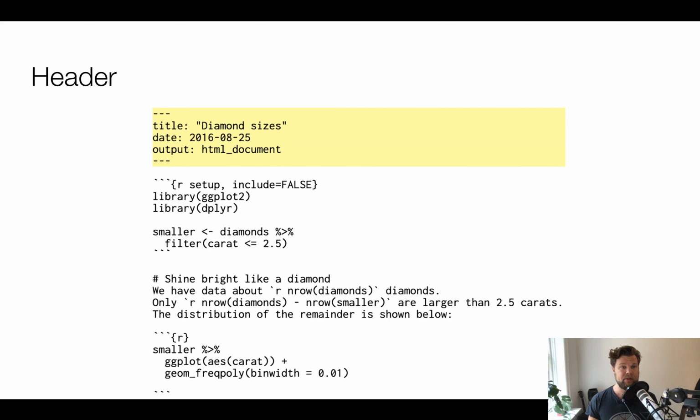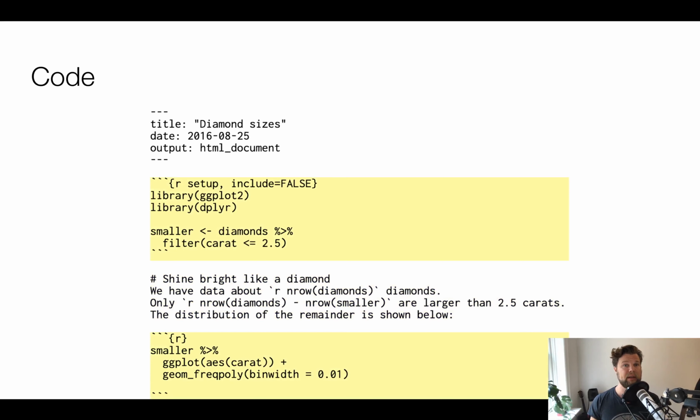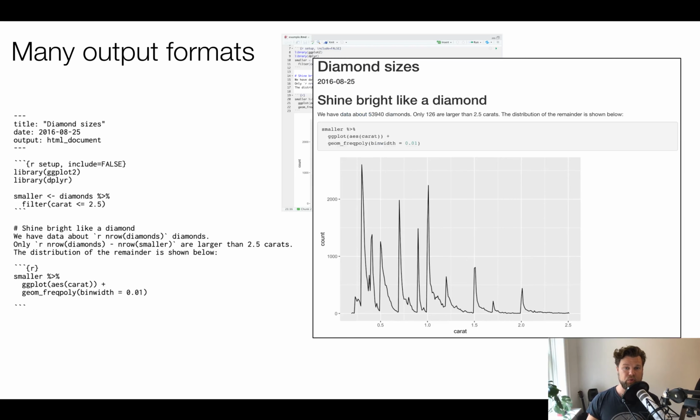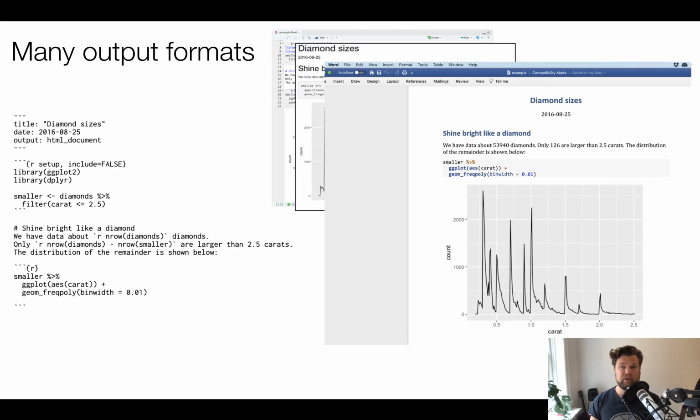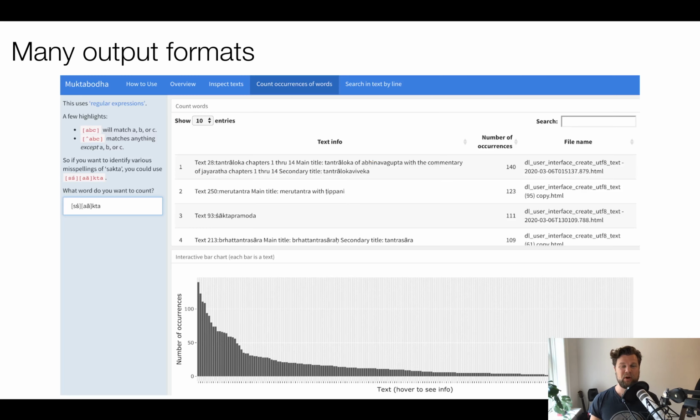And as we saw in the previous videos, it has three different components. There is a header with some information about, say, the title of our document. There is the text itself written with Markdown syntax. And then there are chunks of code, typically in R, but it could also be in other programming languages. The real benefit is that we have multiple output formats from the same source file. So in addition to using an R Markdown file as an interactive notebook, as we saw in the videos, we can also output to HTML, to a Word document, to a PowerPoint, to a PDF. We also saw that we can output it to a dashboard, and much, much more.